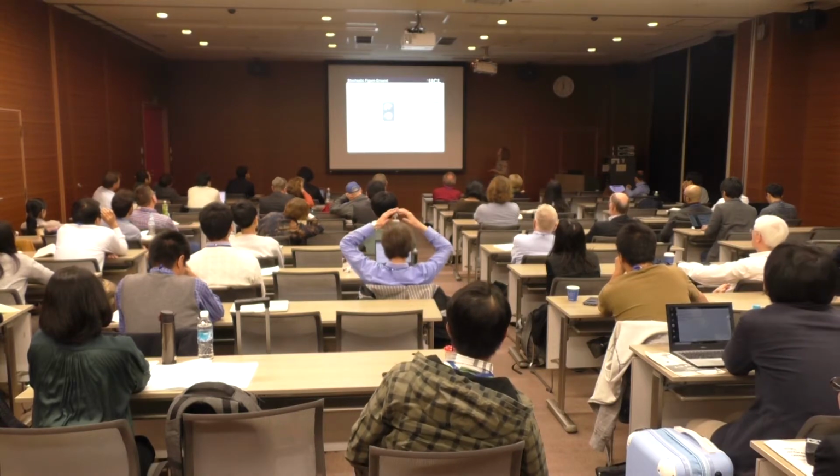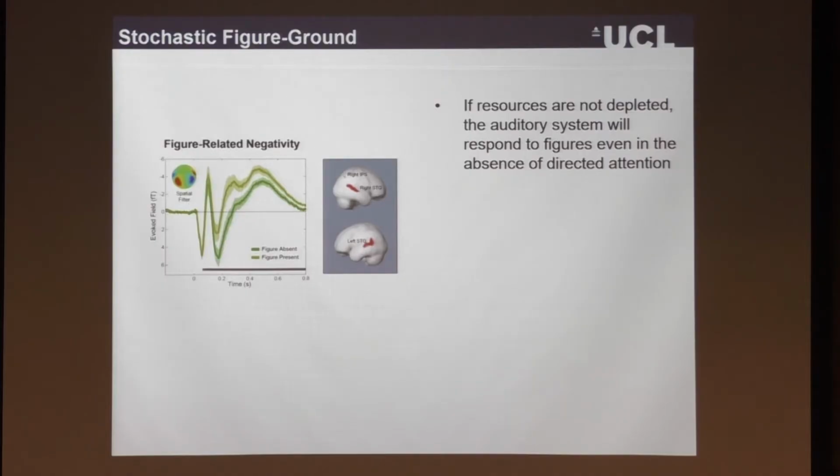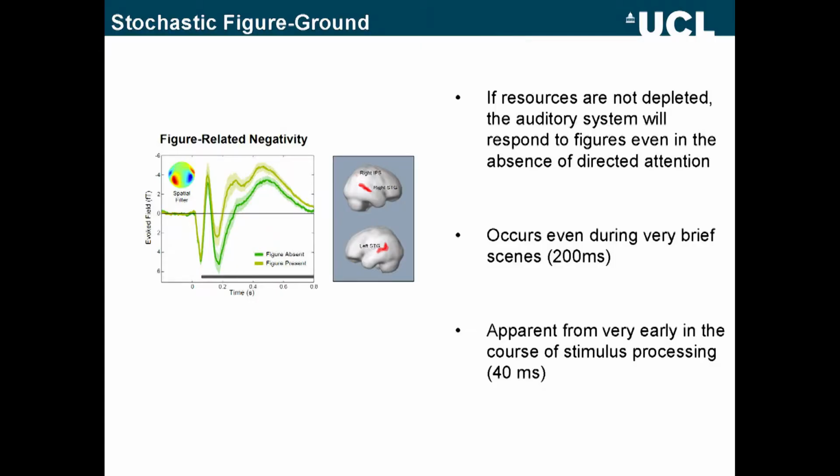So what this one is showing is that when resources are not depleted, the auditory system can respond to these figures even in the absence of attention, and it happens even for very brief figures, the figures that are 200 milliseconds long, so these are very brief stimuli. And it starts very early on, so the brain can detect this presence very quickly.